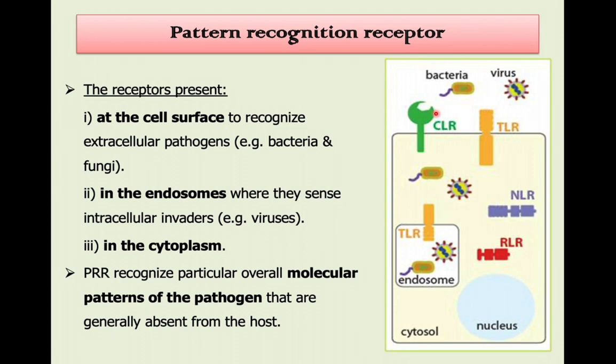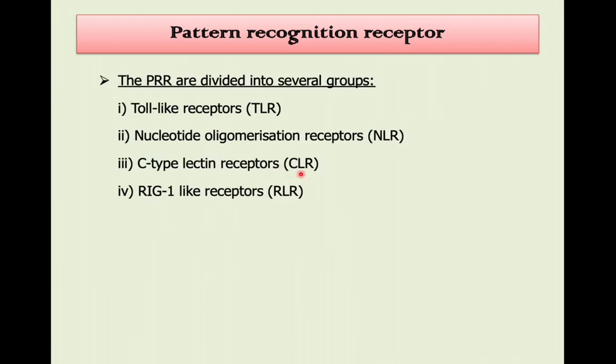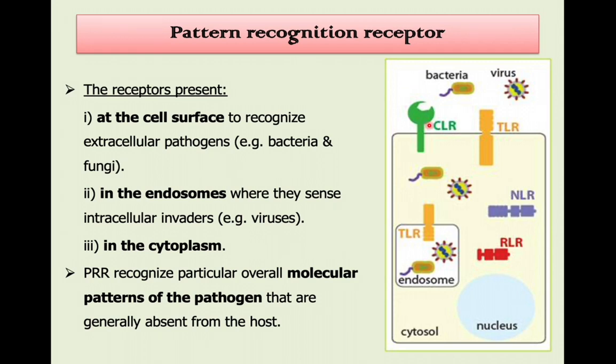So CLR is a C-type lectin receptor. It is also present in the cytoplasm. Like NLR, it is also present in the cytoplasm. So PRR recognizes particular overall molecular patterns of the pathogen that are generally absent from the host. That's why we use the term foreign substance, meaning any substance that is not produced by the cell itself. Understand?